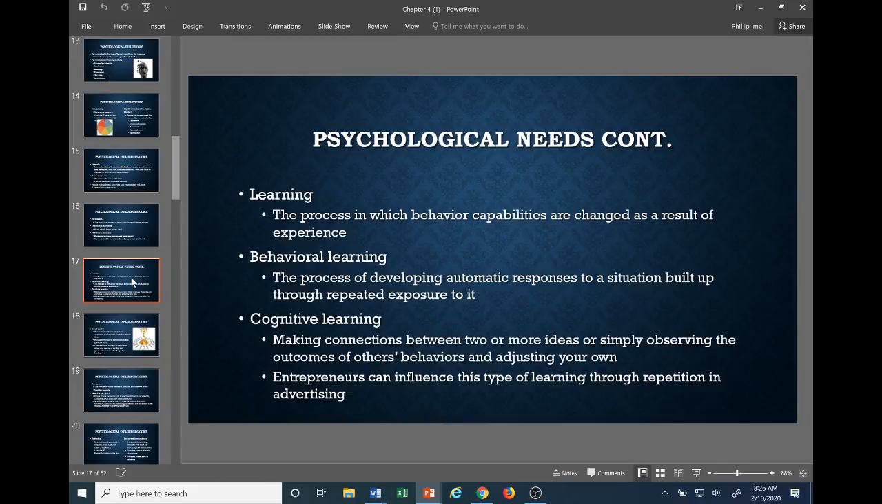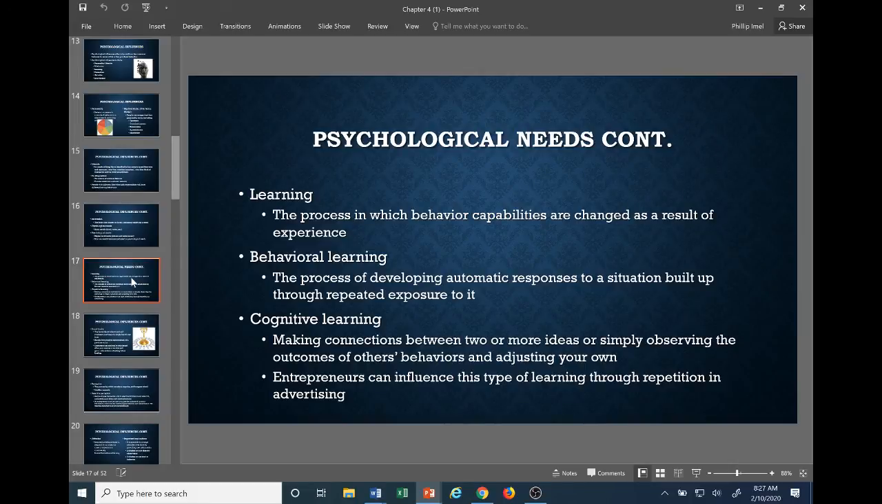So learning, that's the process in which behavior capabilities are changed as a result of experience. So obviously, as people learn and develop new habits and tendencies, their purchase behavior could change, because they might have before bought food that had gluten in it and real fatty foods and stuff. And as they become more educated about health issues or diabetes and foods that could cause that, then maybe they might become more health conscious and start buying different foods as they learn.